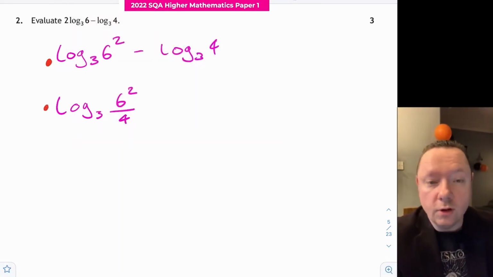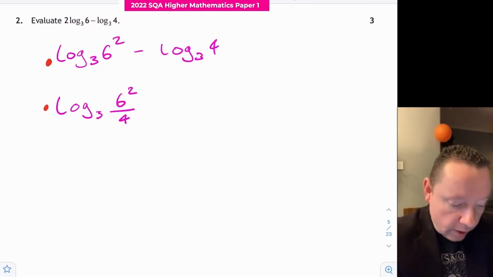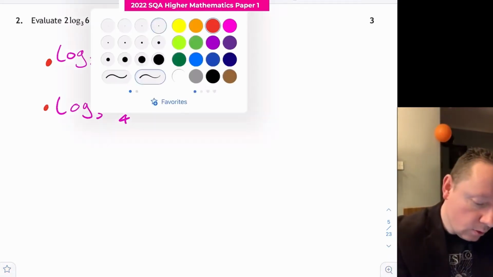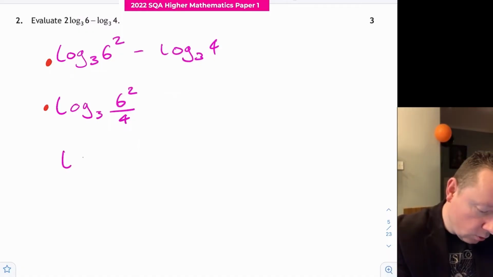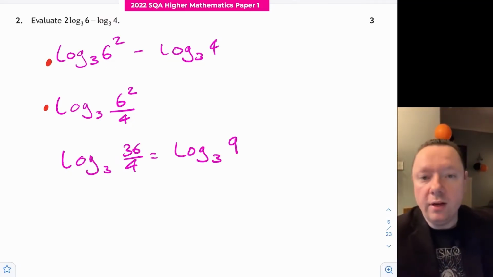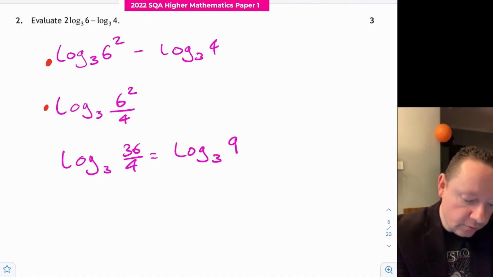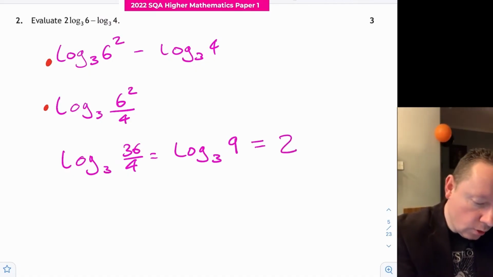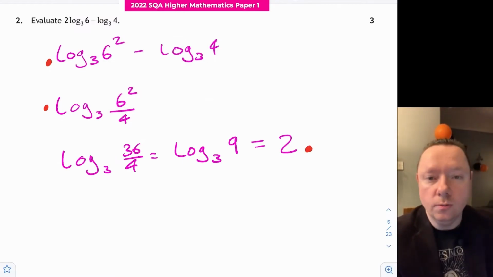And of course our third mark for then evaluating what that is, so working it out. So let's do some work on that. Log base 3 of 36 over 4 equals log base 3 of 9. Well, 3 squared is 9, so log base 3 of 9 equals 2. And there is our final mark right at the end for getting 2.